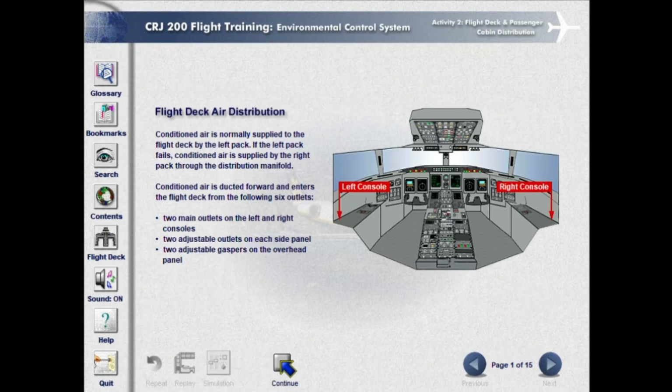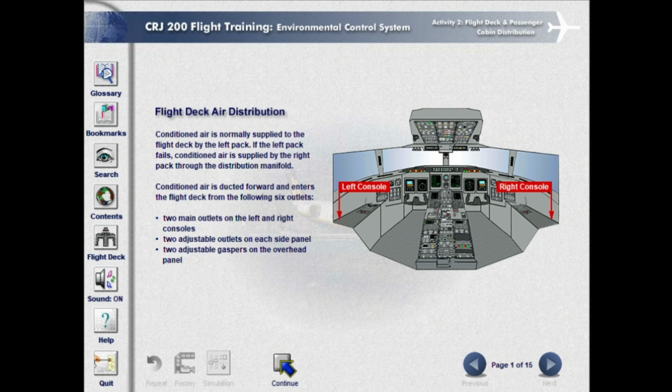Flight deck air distribution. Conditioned air is normally supplied to the flight deck by the left pack. If the left pack fails, conditioned air is supplied by the right pack through the distribution manifold. Conditioned air is ducted forward and enters the flight deck from the following 6 outlets.